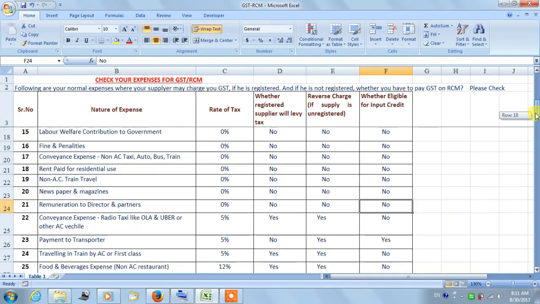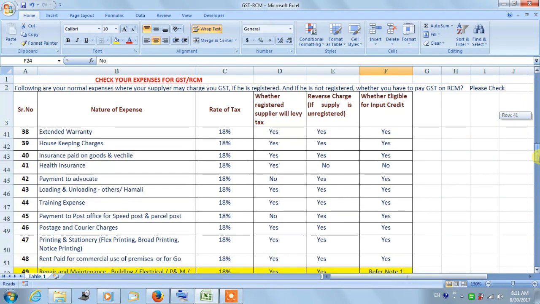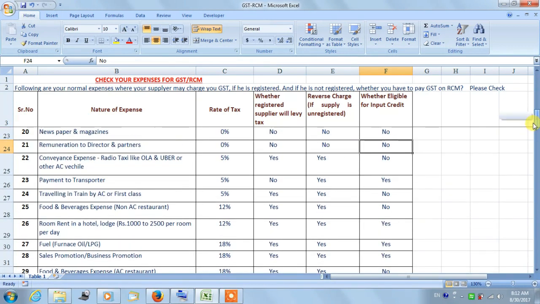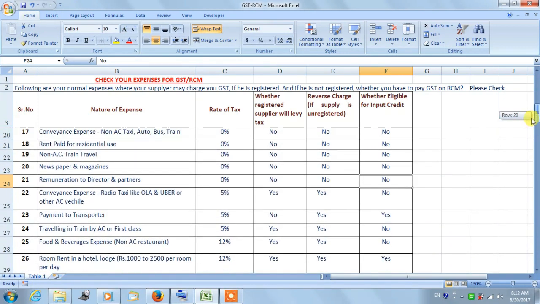You can check the list here. The detail is given about expenses on which you can take input credit. So I will drop the link to this file so you can download it from the description below.